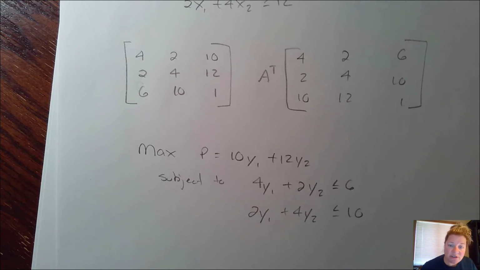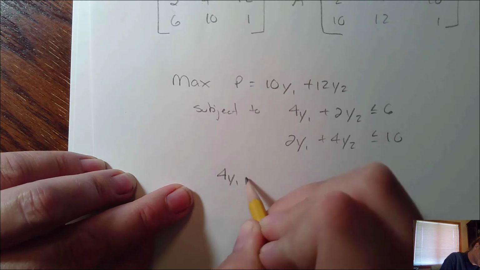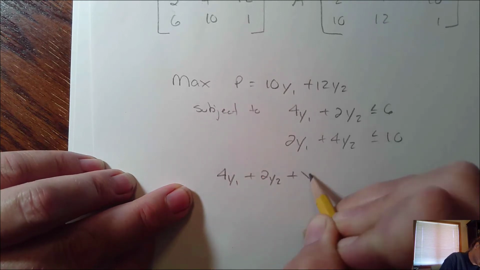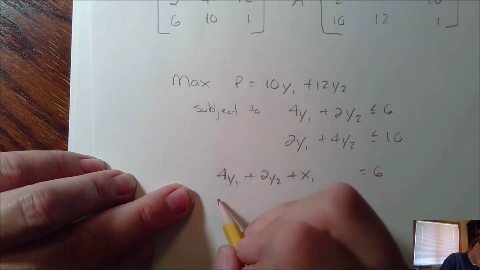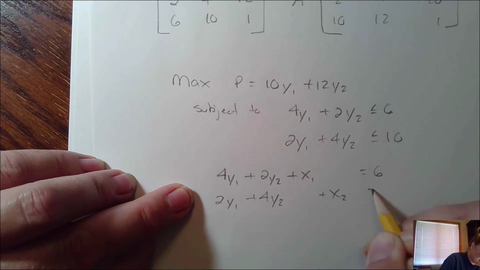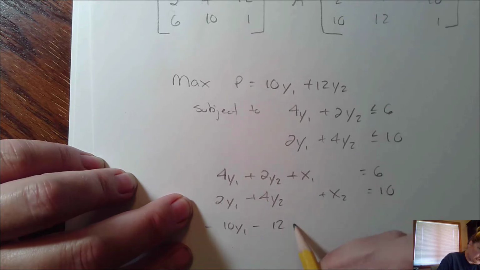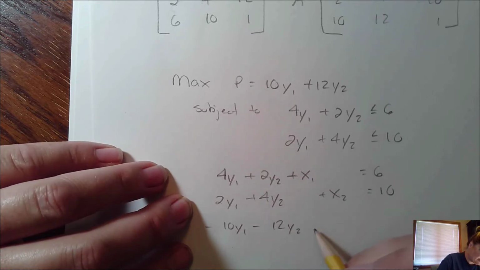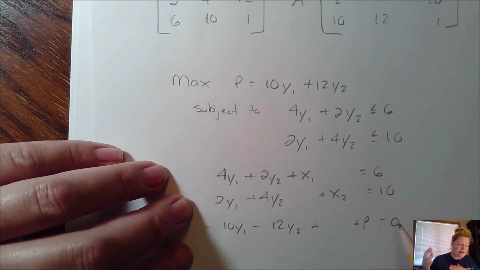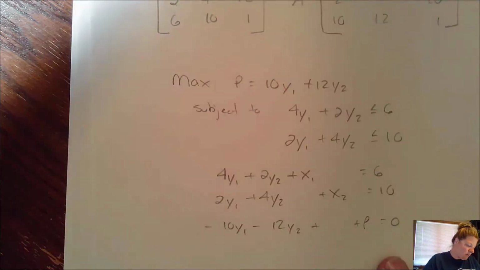So let's set up our initial tableau. Oh, we should do our slack variables first. So this one here is going to be 4y1 plus 2y2 plus x1 equals 6. Bottom one, 2y1 plus 4y2 plus x2 equals 10. And then we have negative 10y1 minus 12y2 plus p equals 0. We want p to be way over on the side there so that you can see where the zeros would be in your matrix, the little gaps.